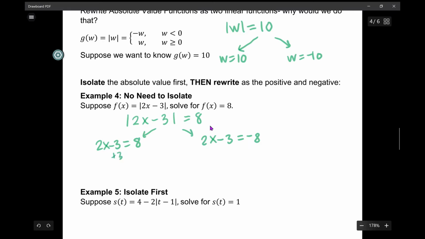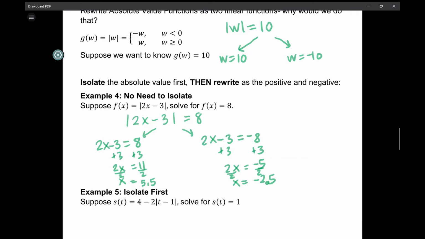Add 3, 2x equals 11, divide by 2, x equals 5.5. Or add 3 to each side, 2x equals negative 5, x equals negative 2.5, divided by 2. So I got two solutions, x equal to 5.5 and x equal to negative 2.5.